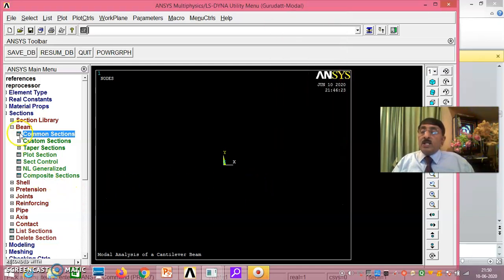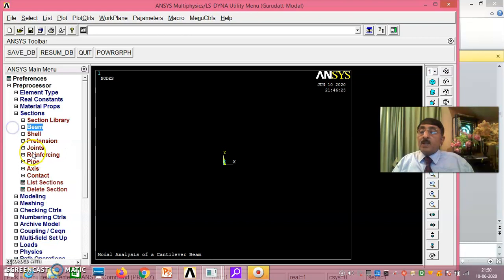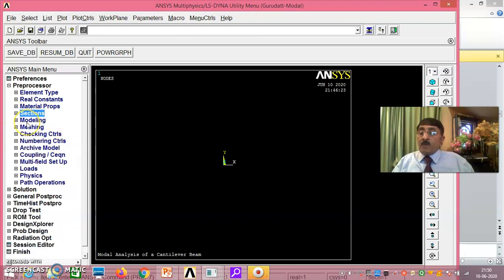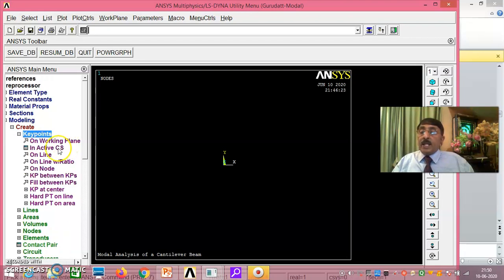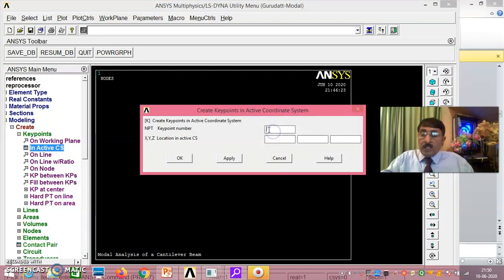Once you do this, then you go for modeling, create key points in active coordinate system. One you do, this is 0, 0, 0. You just say apply. Then you just say 2. And as you know, the length of the cantilever beam is 1 meter. It is 1 you put. Just say okay.